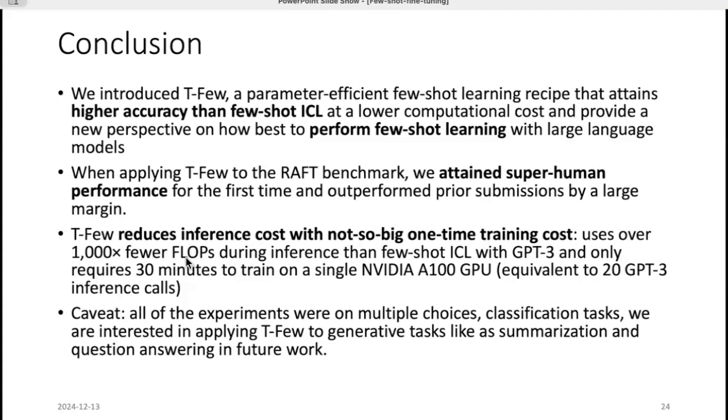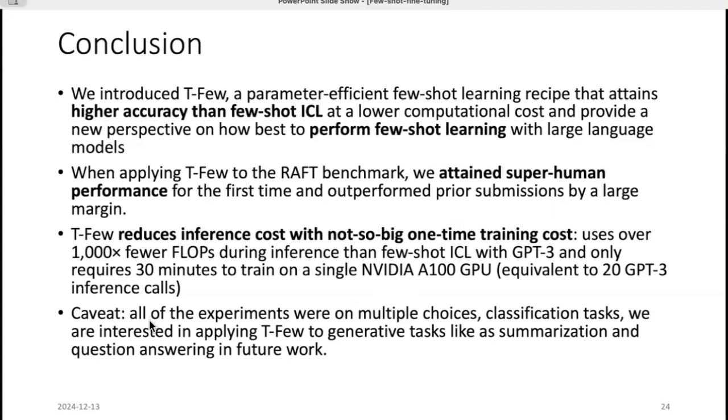And it also estimates the inference cost and the training cost. Actually, the inference cost has a lot of advantages compared to ICL because the input prompts are much shorter, right? You don't need to include those examples in the prompt. And the training cost actually is not as big as you thought. It's almost equivalent to running the few-shot GPT-3 20 times.